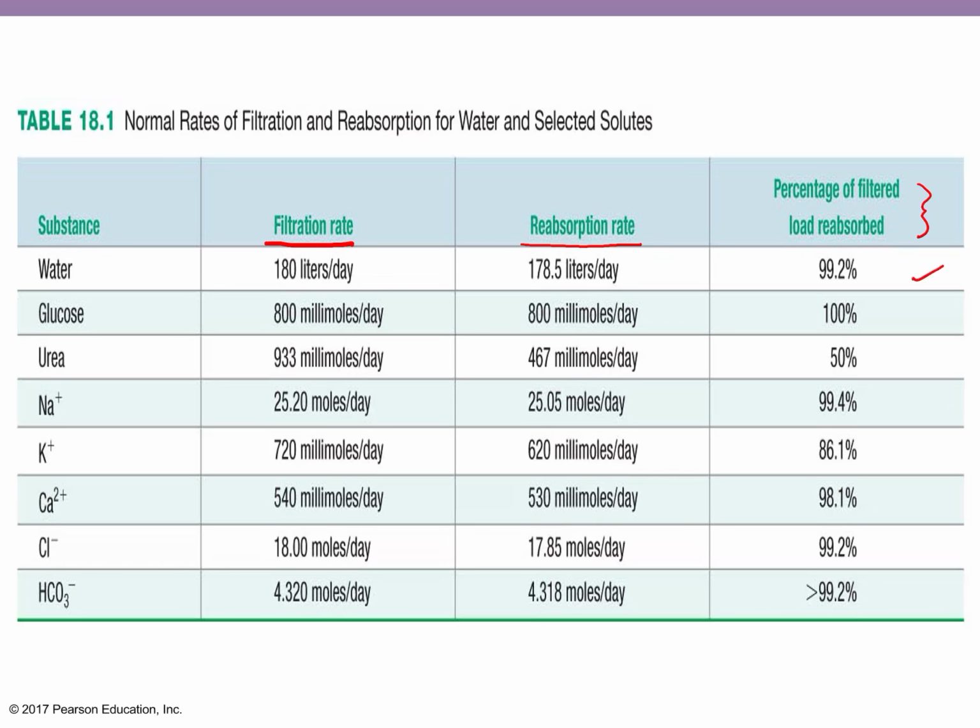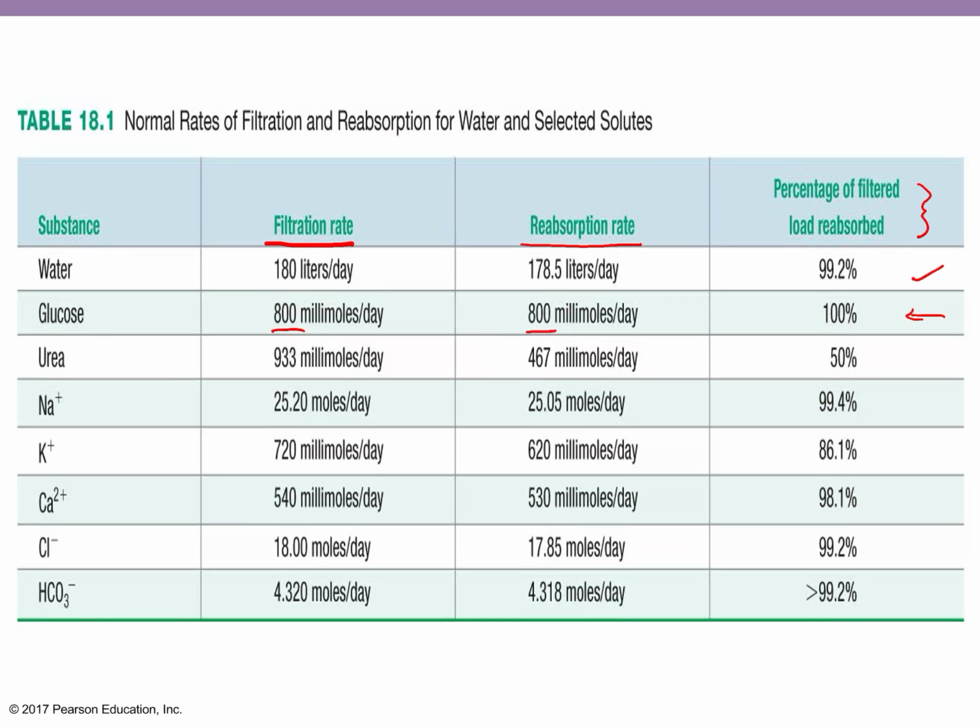So look, water, we are reabsorbing 99% of our water in the kidney. We filter 100% of the water, or 180 liters. We reabsorb 99.2% of that. So we lose very little water. If our kidneys did not reabsorb water, we would dehydrate very, very quickly, okay, within hours.